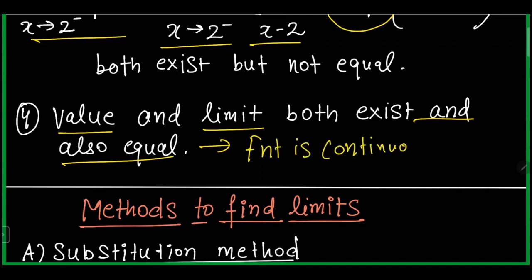Your function is continuous at x equals a. So if at x equals a the limit exists, the value also exists, and both of them are equal, then we can say your function is continuous at x equals a. This is a very important rule. I hope that you all understood till here.